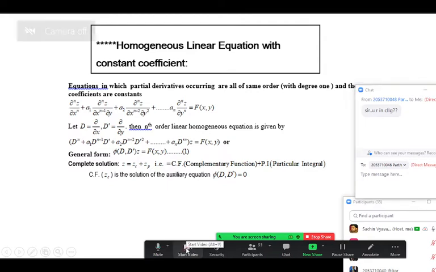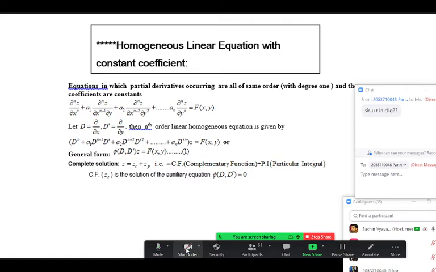So we are going to start here now. Higher order homogeneous partial differential equation. How to solve this higher order partial differential equation? The method is exactly similar to the higher order linear differential equation.